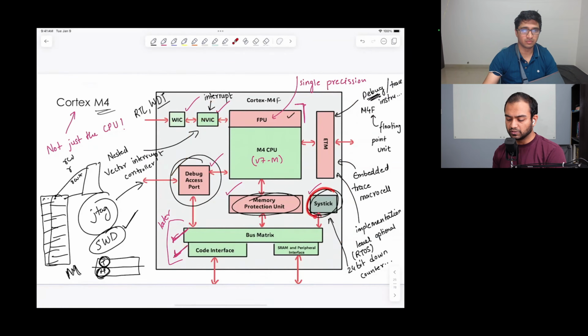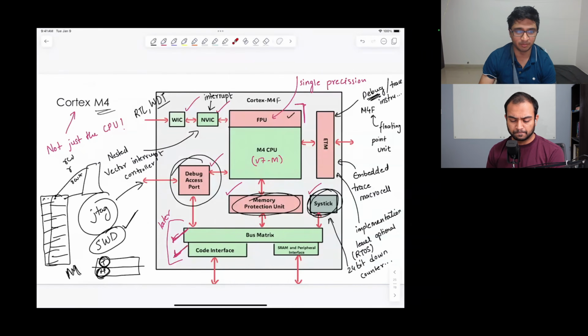SysTick is the 24-bit down counter. Memory protection we talked about. What else? This we'll talk about later. I think we're good. Should we go to the next slide? We will cover each one of these in detail in a separate course where we focus specifically on the Cortex-M CPU itself. We'll learn how to program the memory protection unit, how to program ETM so that you can take real-time traces out, how to program SysTick.